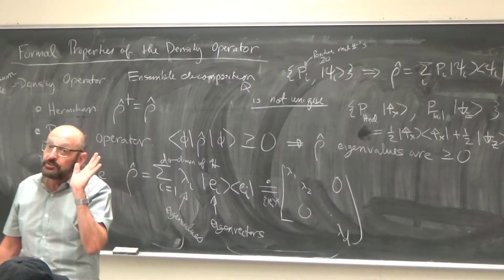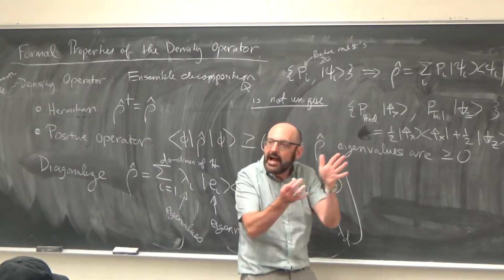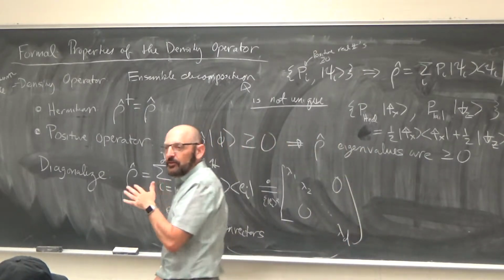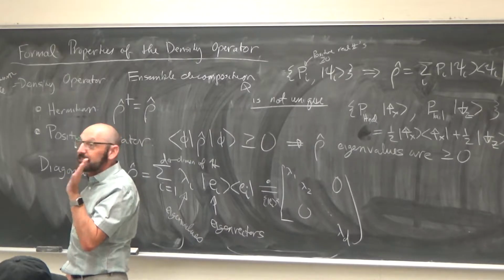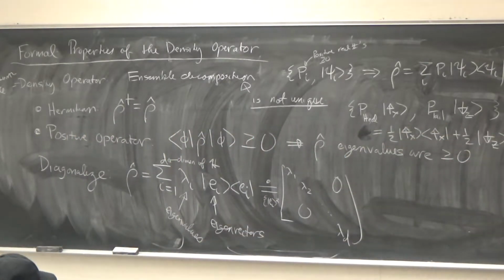We should ask, and we will, what is the constraint? How are different ensemble decompositions related to one another? They're not unitary transformations, because these are not bases. It's a different idea.